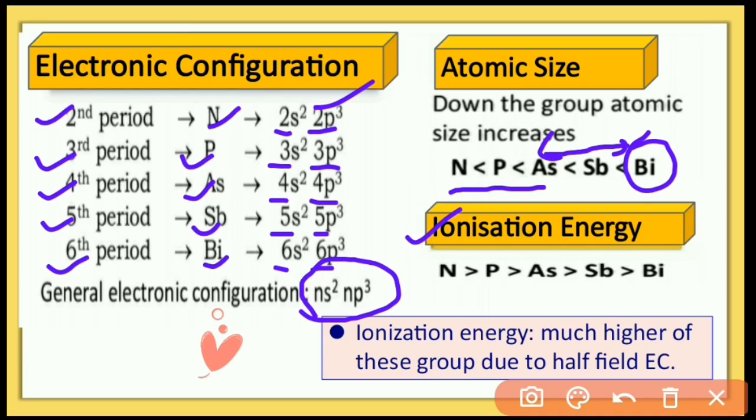Ionization energy is the energy required to remove an electron from a gaseous atom or ion. So ionization energy is inversely proportional to atomic size. Therefore the ionization energy decreases from nitrogen to bismuth due to increasing atomic size. And the ionization energy of this group is much higher due to the presence of half-filled stable configuration. So more energy is required to lose an electron from its valence shell. So group number 15 elements have higher ionization energy.